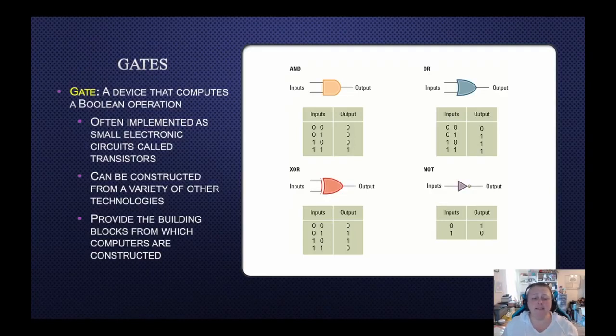Here you can see an example of the AND with its output table, the OR with its output table, the exclusive OR with its output table, and the NOT and its output table. Now the new one here that we did not see on the previous slide is the NOT, and all it does is if it is true it changes it to false, and if it's false it changes it to true. It just flips it.